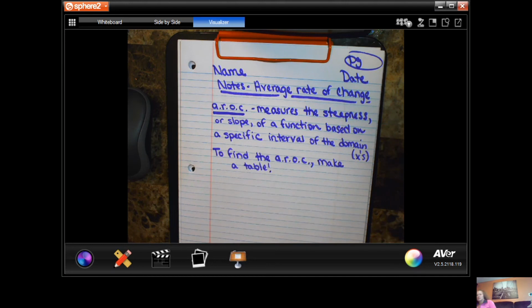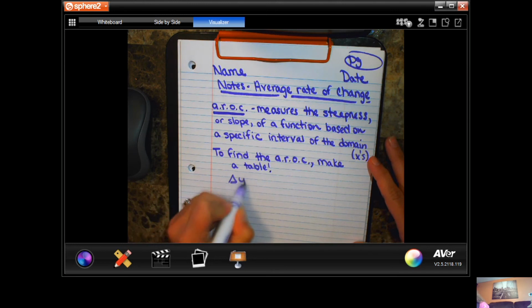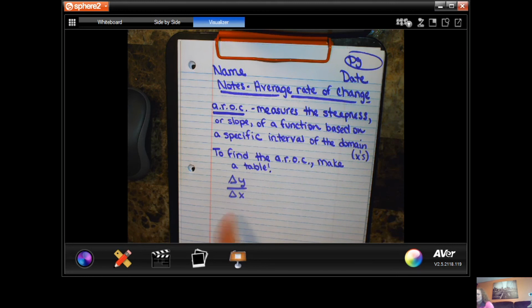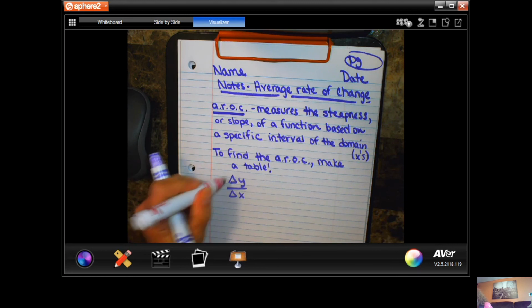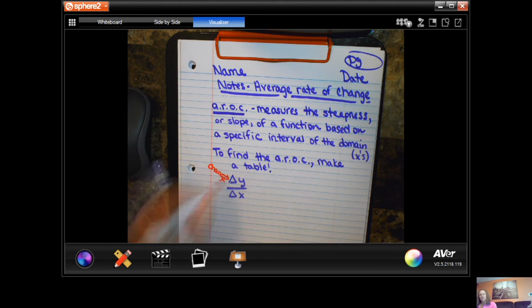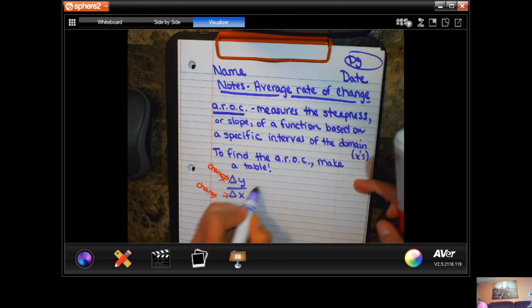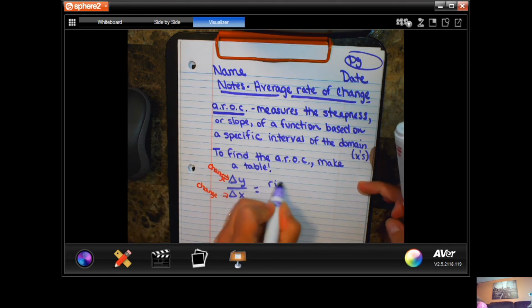So this is what you're going to do. You're going to make a table and then you're going to find the change in y over the change in x's. Can you write that for me? These little triangles mean change. So I'm going to point to that and write change. So that's the change in y's, change in x's. And all you are doing is rise over run. I'm sure you've heard of that phrase before, rise over run.